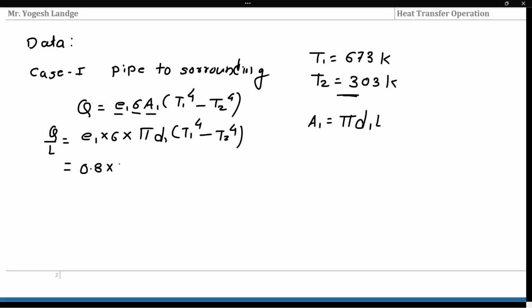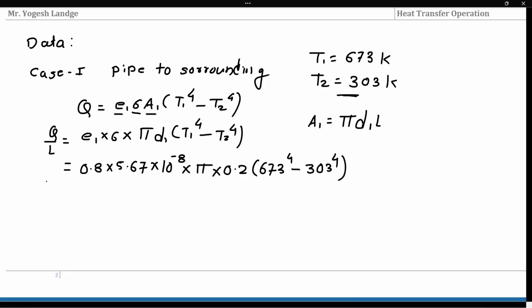Sigma value is constant: 5.67 into 10 raised to the power minus 8, into pi, which is the constant value, into D1, which is 0.2, the diameter of the pipe, into the temperature: 673 raised to the power 4 minus 303 raised to the power 4.